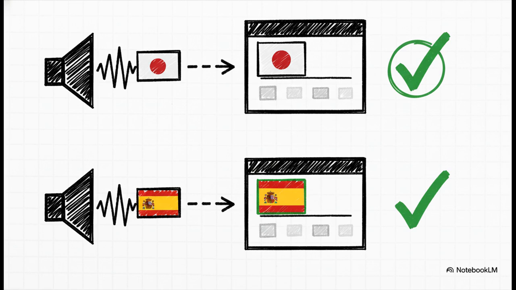Now, this next setting might be the single most important one on the whole screen. You have to tell the AI what language it's listening to. It's not going to guess. So if the audio is in Japanese, you have to select Japanese from the drop-down menu. Getting this right is the difference between gibberish and perfect subtitles.